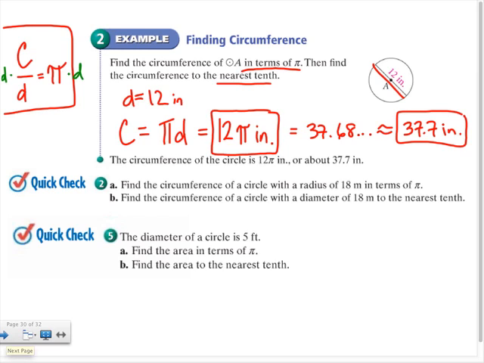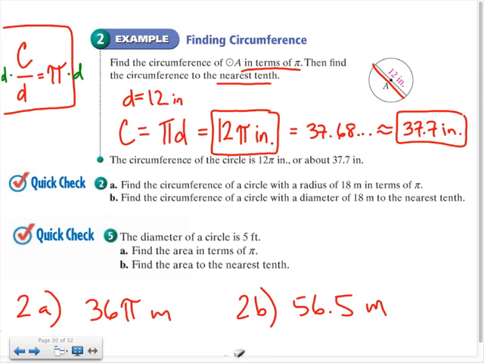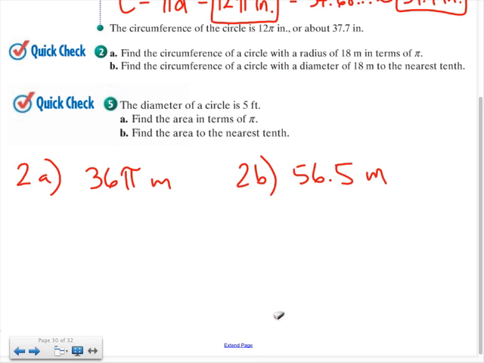So given these examples, I'd like you to try these two quick checks, numbers 2 and 5. This is a good point to pause the video. You can try it out and then check your work. Here you have the solutions to part 2. And let's take a quick look at part 5 together.